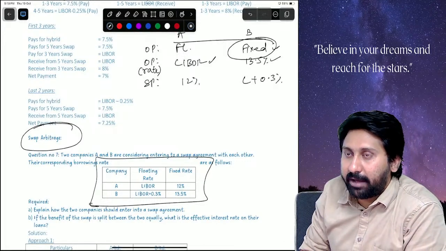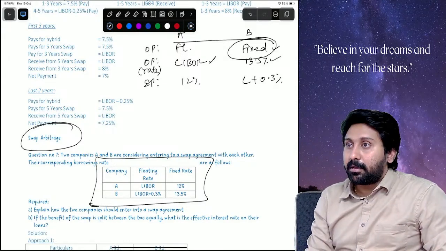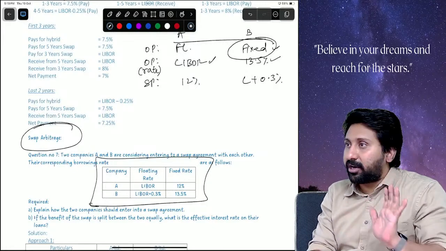I will borrow in LIBOR. My payment you make. Whose payment, who will make? Tell me, whose payment, who will make? B's payment A will make. Up to here, understood everyone?